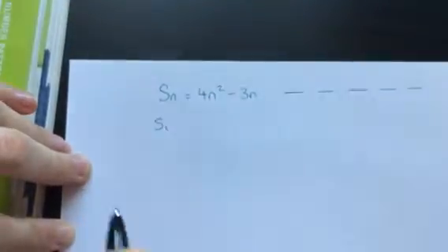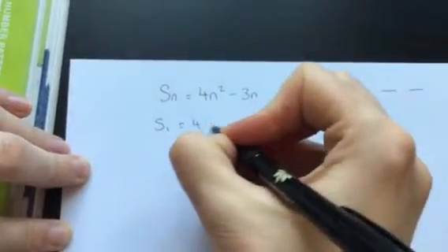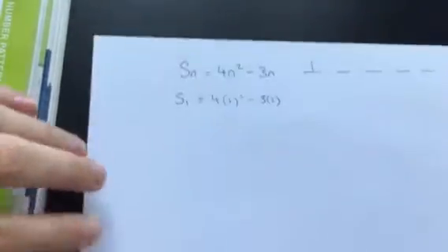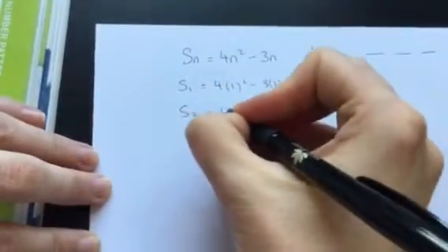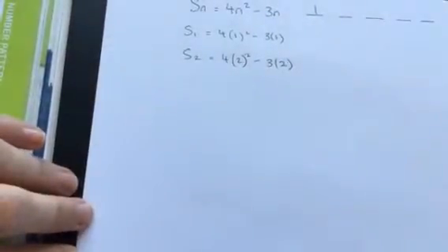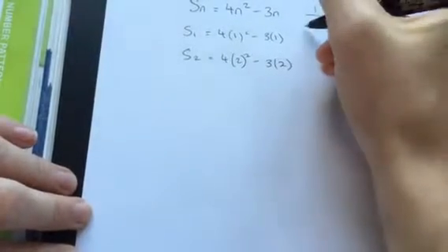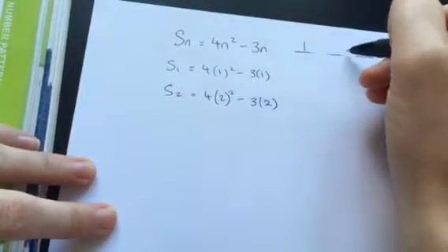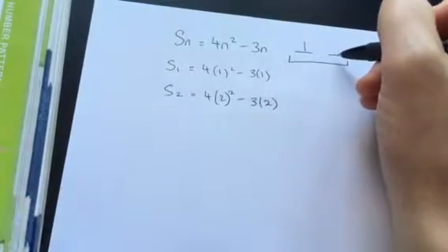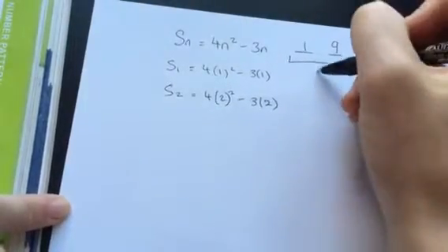So if you got S1, well, that's summing up your first term, which actually is great because that'll just give me my first term. So that's 4 times 1 squared minus 3 times 1, so that is 1. S2 would be 4 times 2 squared minus 3 times 2. So 4 times 2 squared is 16 minus 6 is 10. The sum of your first and second term gives you 10, which means that has to be 9. If the first term we figured out is 1, the second one has to be 9 because that gives you a sum of 10.